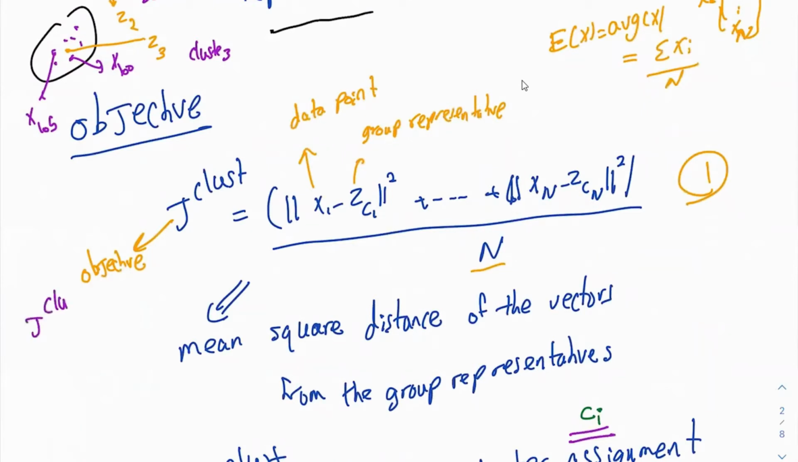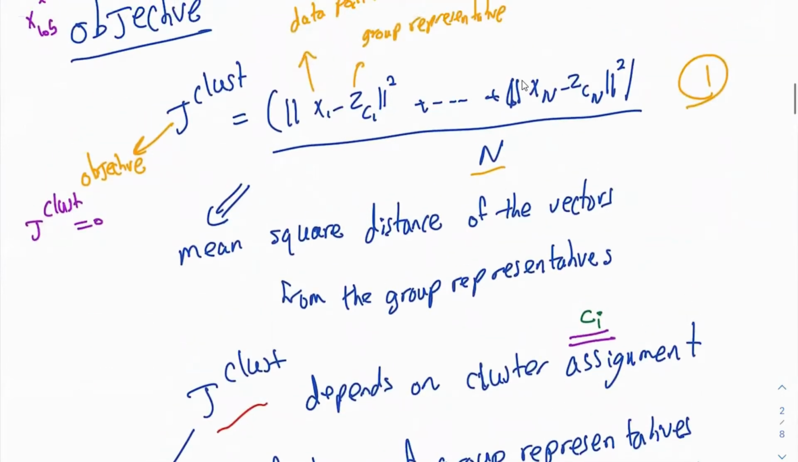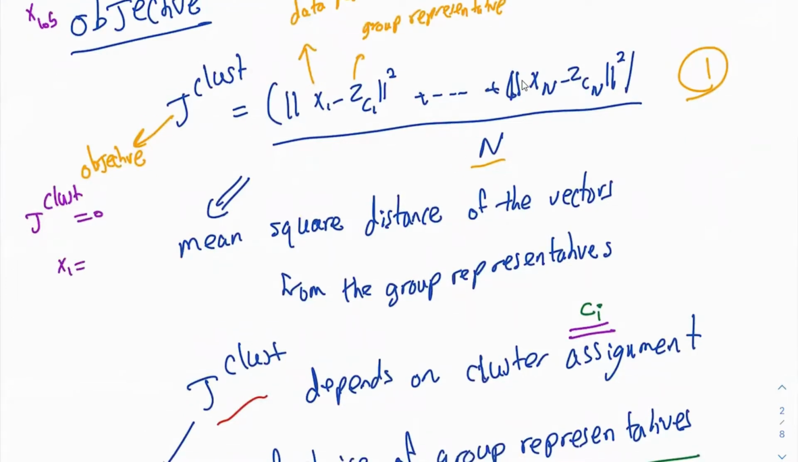J class equal to 0, right? We are adding a bunch of positive numbers. The sum is 0 when each of them is equal to 0. This means that x1 is equal to zc1, x2 is equal to zc2, and all the way to xn is equal to zcn. Okay, in the real world, this condition almost never is satisfied, right?